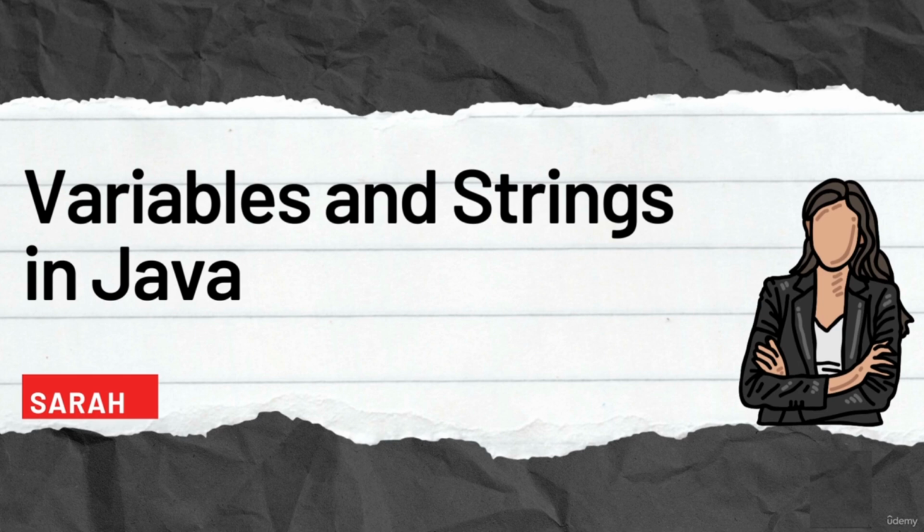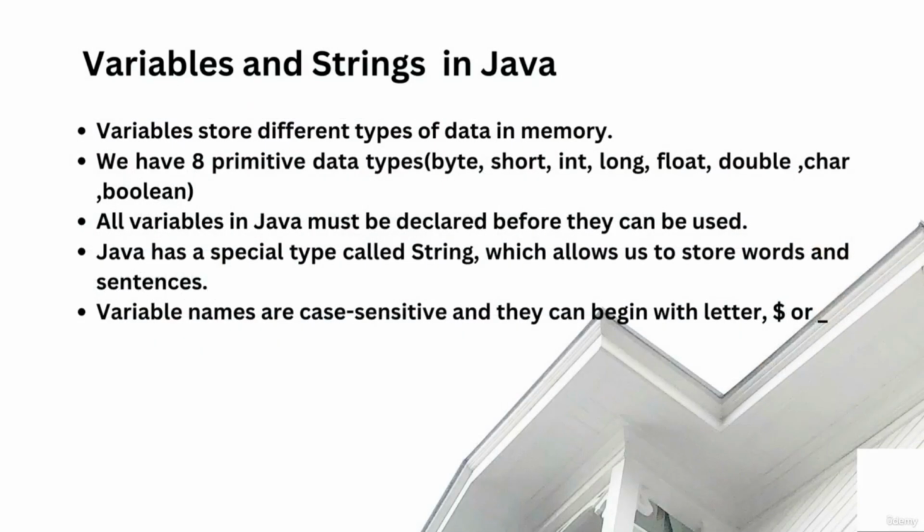Next, we will be talking about variables and strings in Java. What is a variable? In simplest terms, variables store data. Variables have data types that allow us to store different types of data. There are 8 primitive data types that are provided by Java: byte, short, integer, long, float, double, character, and boolean.